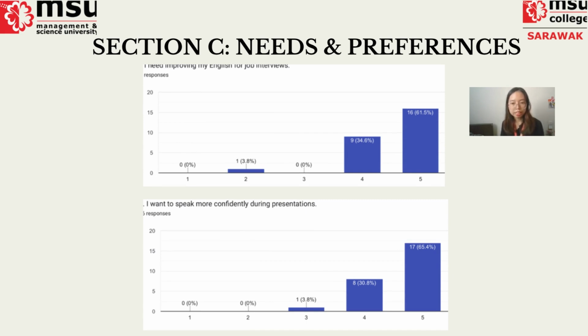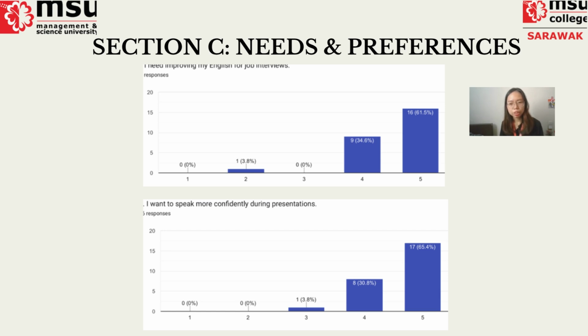Now I will be presenting Section C, which is needs and preferences for the course, a very important part of our needs analysis. This section tells us what students really want to focus on in their learning and what kind of learning experience will help them to speak English more confidently, especially in professional settings.